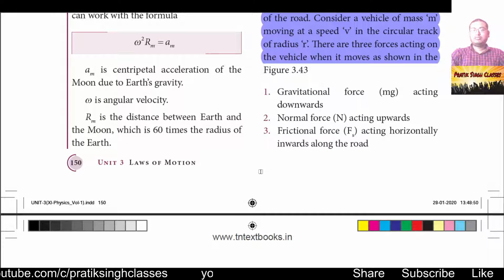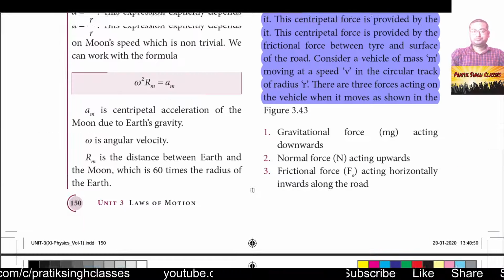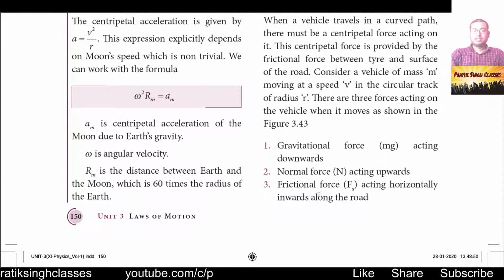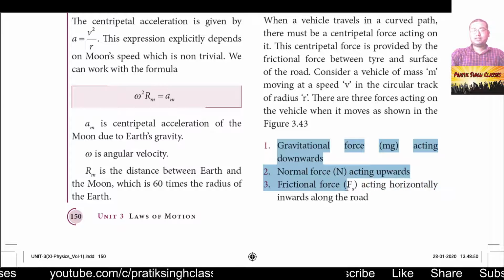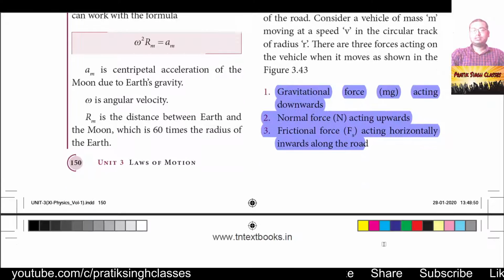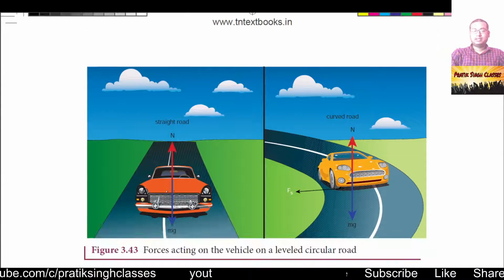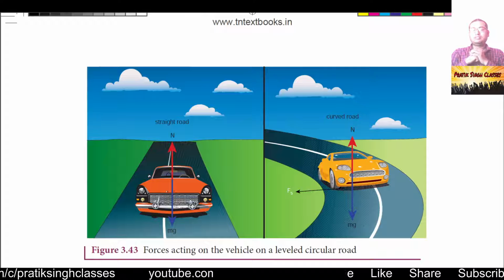Okay, now see what are the forces acting here on the cars. First, gravitational force mg acting downwards, normal force N acting upwards, and frictional force acting horizontally inwards along the road, in the second figure. In the first figure, if the car is moving with constant velocity, then the forces acting are normal reaction N upward and weight mg downward, then a force forward and friction backward, which makes the net force 0. And the car is moving with constant velocity.